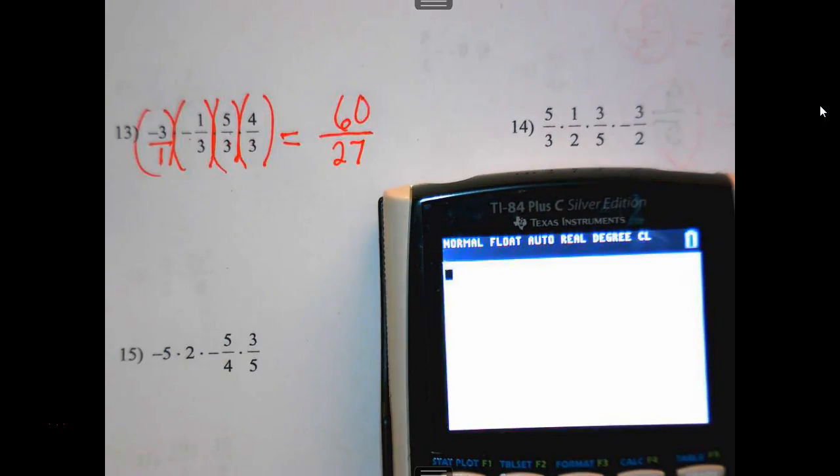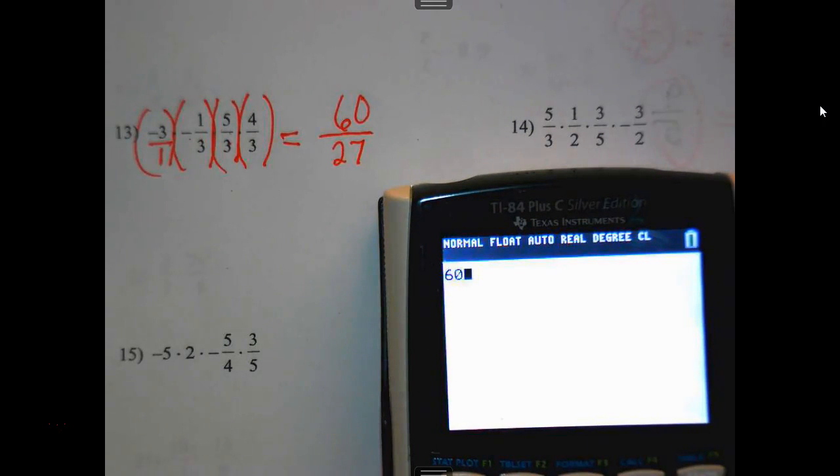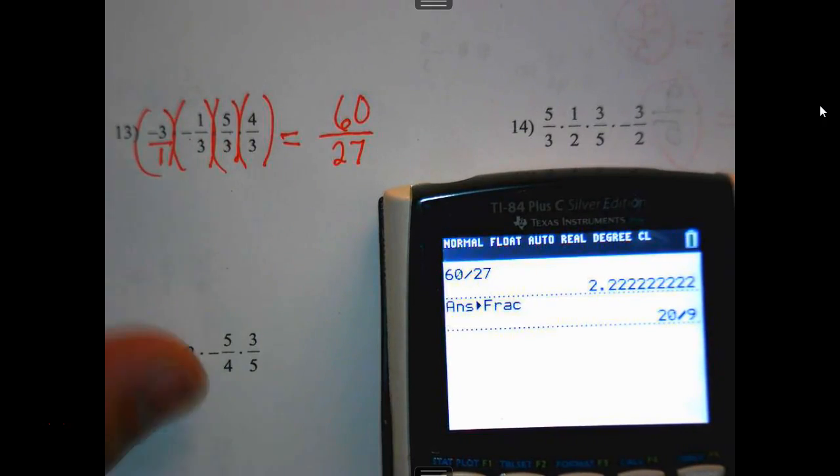Let's see, 60 divided by 27. And then I'm going to hit the math key, enter, enter. I get 20/9.